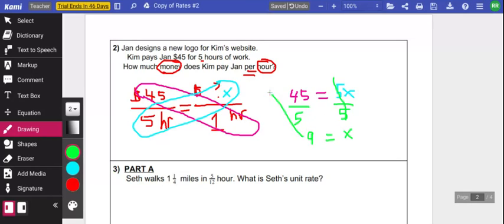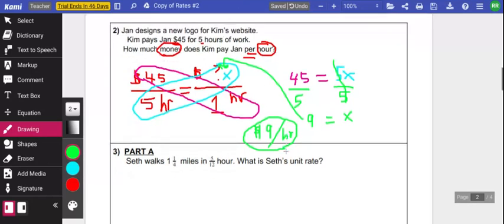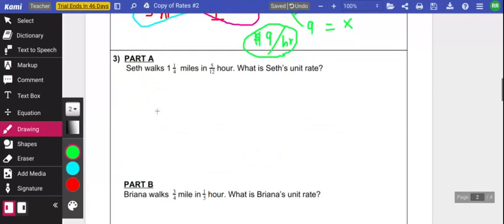Now remember, this 9 is telling us how much money per hour. So this is $9 per. That's the same thing as the horizontal fraction bar. It's the diagonal. $9 per hour. Okay, that answers how much money does Kim pay Jan per hour? $9 per hour.